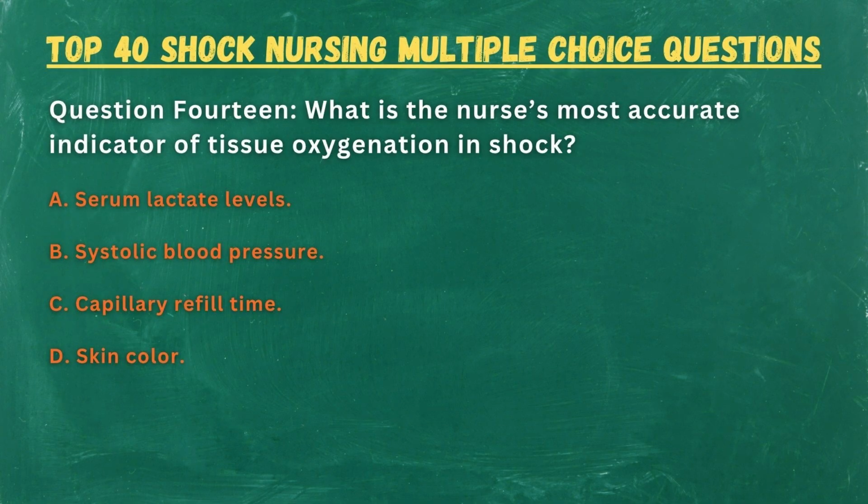Question 14. What is the nurse's most accurate indicator of tissue oxygenation in shock? A. Serum lactate levels. B. Systolic blood pressure. C. Capillary refill time. D. Skin color. Answer: A. Serum lactate levels.